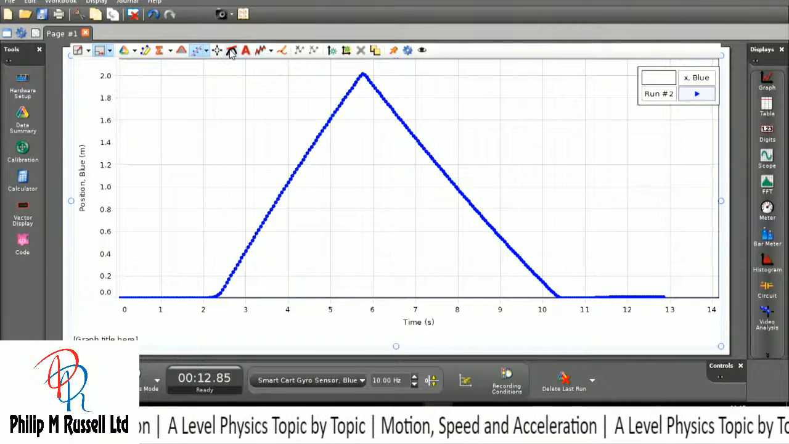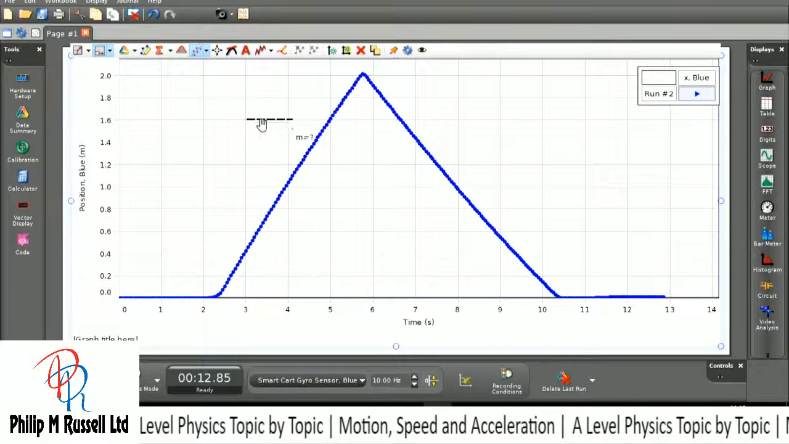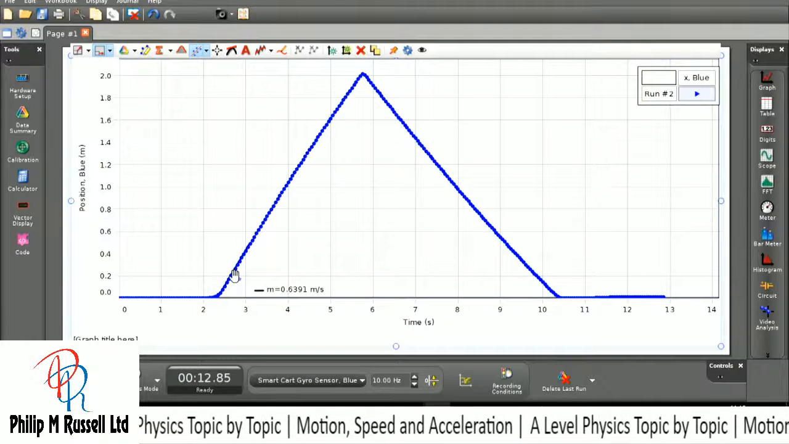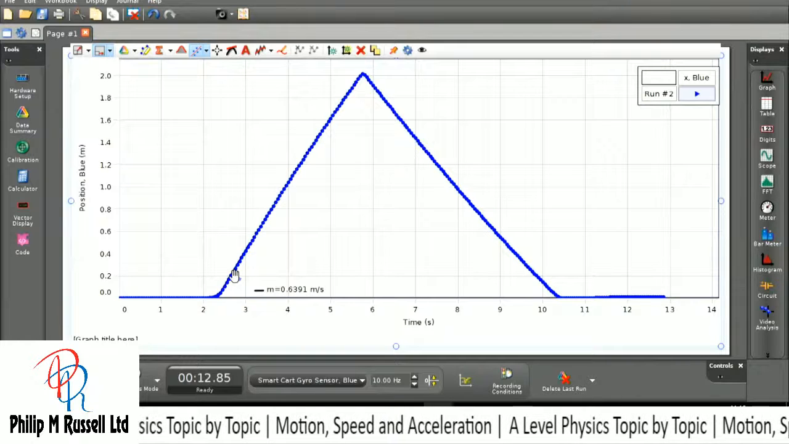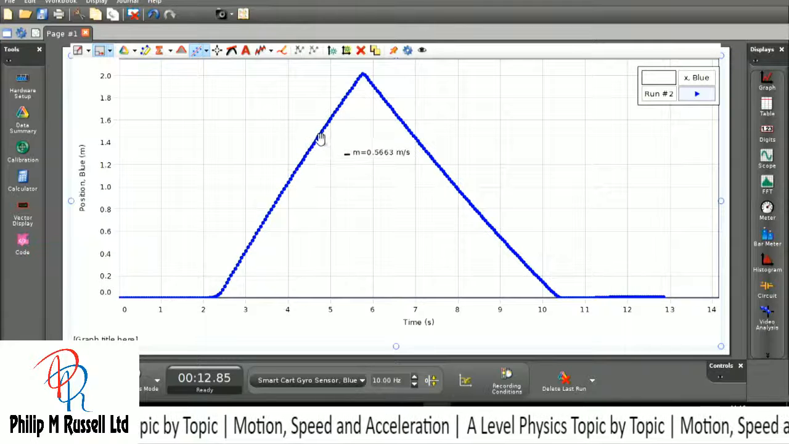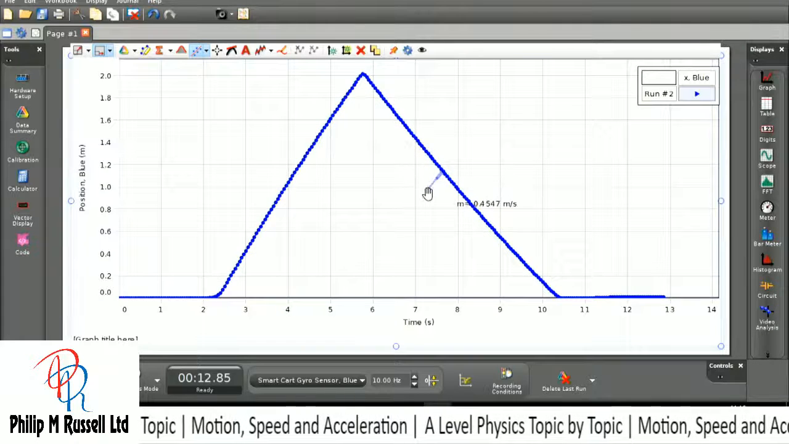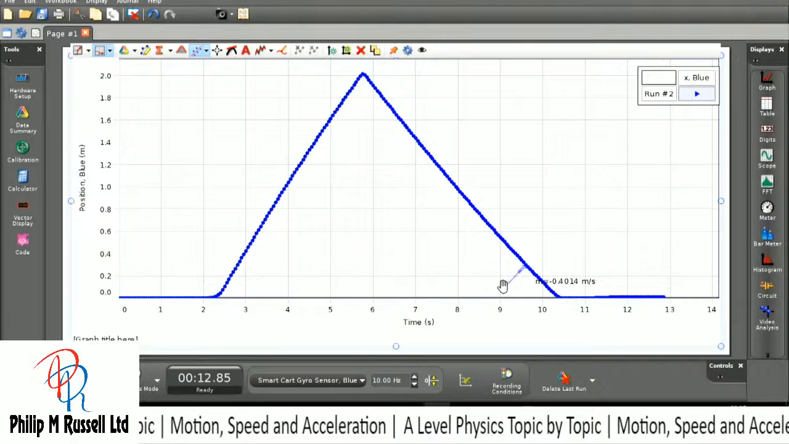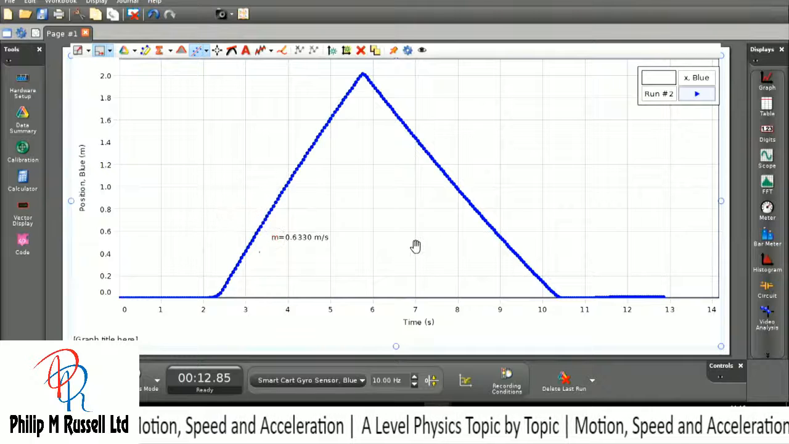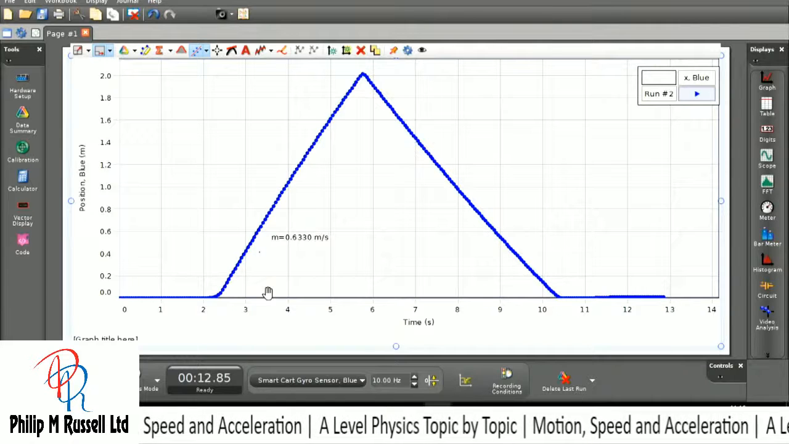One of the toys I've got on this is that I can actually determine the slope of a line. So if I put the slope here on here, we can work out that when it started it was going 0.6391 meters per second, and gradually it slowed down, and on its way back it's doing 0.446, 0.45, and you can see it is gradually slowing down as we move it along. We can see that also with the arrows.